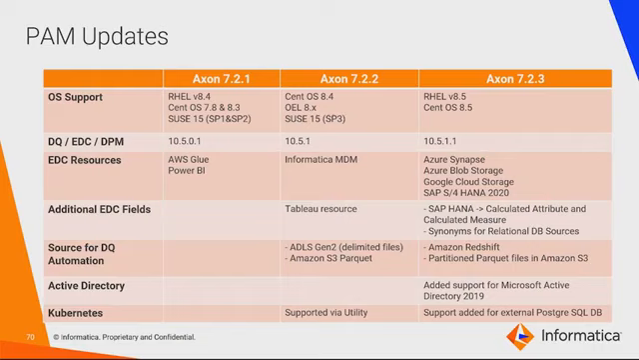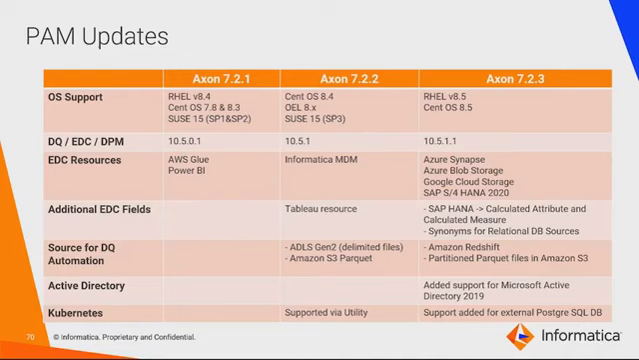EDC resources, we just spoke about them briefly. In each of the releases we added new resource capabilities as well. Active Directory 2019 was supported in 7.2.3 onwards, and the Kubernetes support came in from 7.2.2. We have a utility for that. Using that utility, which is packaged, we also have documentation. Kubernetes support was added in 7.2.2. And in 7.2.3, we also extended that support for external PostgreSQL DB.